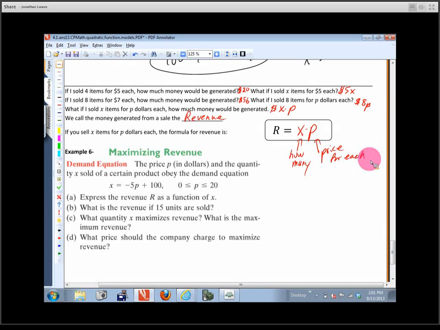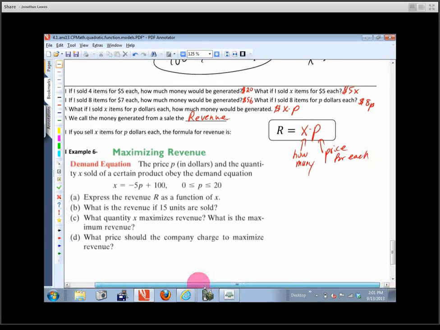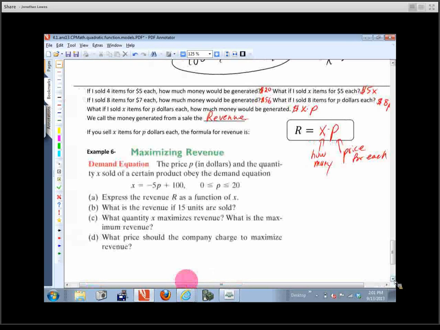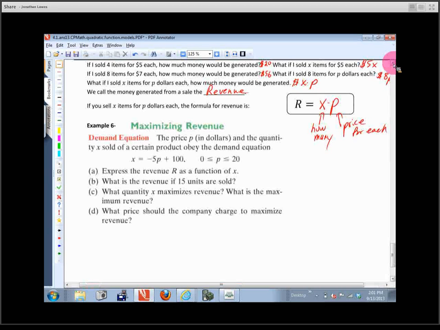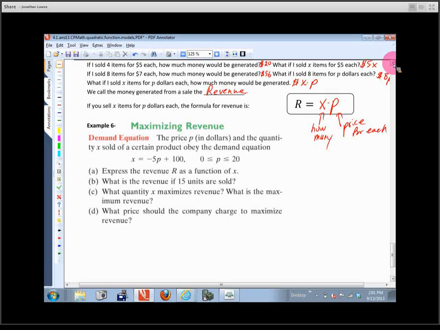So how many you sell times the price for each one of them. Okay? Now, some of you may have taken a personal finance class or an economics class, and you've learned about supply and demand. If the supply goes up, usually the price goes down. And if the demand goes up, usually the price goes up because people are willing to pay more for it, so you'll raise your price. So the way we could talk about this is called a demand equation. We could also call it a price equation.